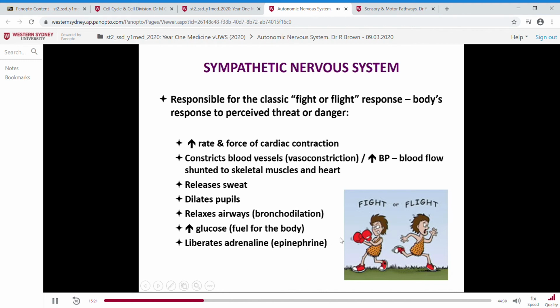So the modern example I think that you might have heard of is that you come across a knife-wielding maniac in a dark alley, okay? So this is going to happen. You're going to have an increased rate and force of cardiac contraction. The blood vessels will constrict, and sweat is released. The pupils dilate, which allows more light in, okay? The airways relax, and glucose and adrenaline are released.